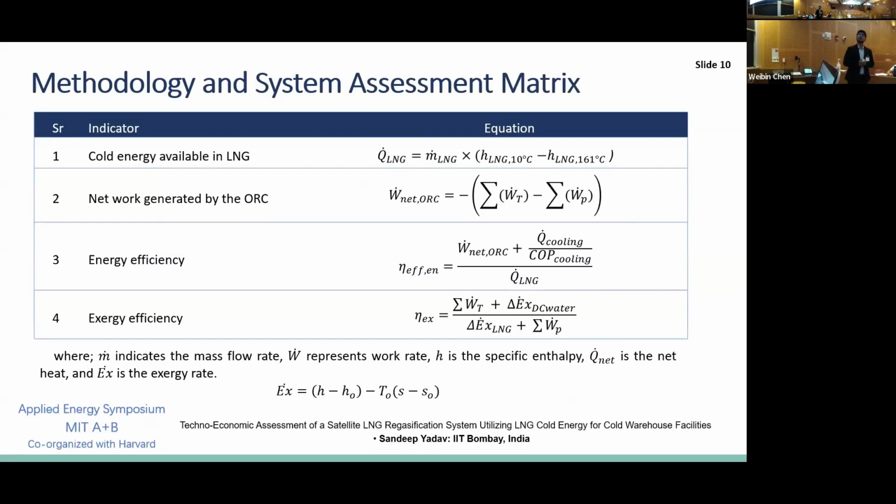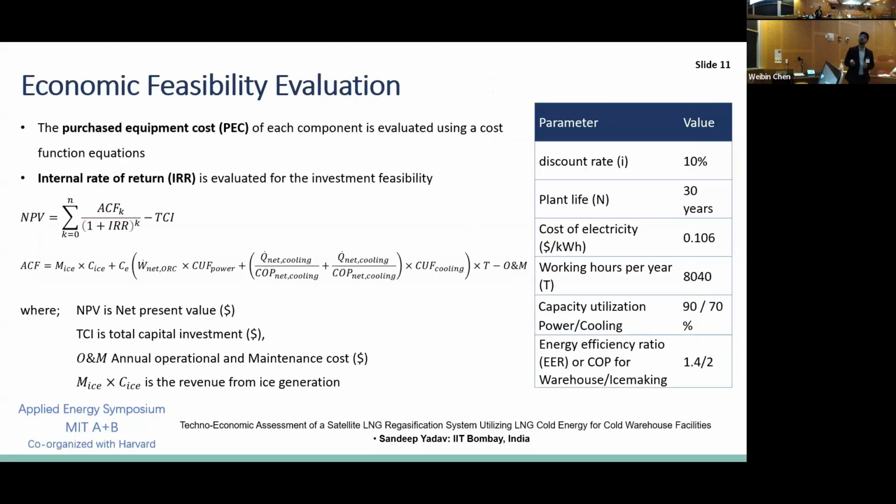Coming to the methodology and the system assessment matrix, I have first evaluated what cold energy is available in the LNG, what net work is generated by the organic Rankine cycles, what the energy efficiency of the whole system is, and what the exergy efficiencies are.